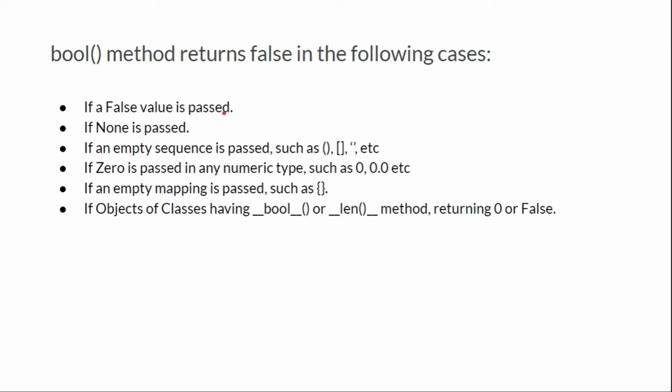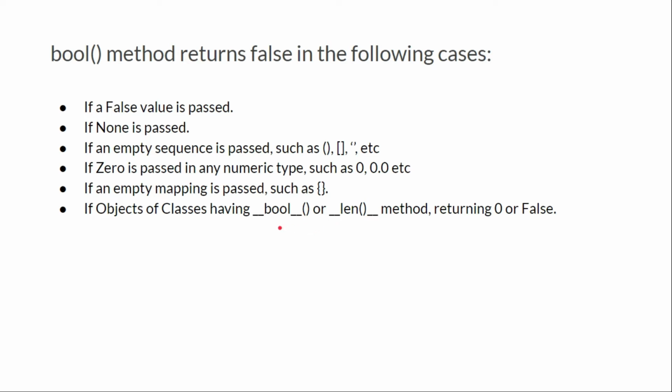If a false value is passed, then it will return false. If none is passed, then it will return false. If an empty sequence is passed, such as empty tuple, empty list, empty string, etc. If 0 is passed in any numeric type such as 0 or 0.0, if an empty mapping is passed such as set or dictionary, if objects of classes having bool or length method returning 0 or false, then in these cases bool method will return false. Okay, and these methods bool and length, we'll see these methods in the OOPs part.